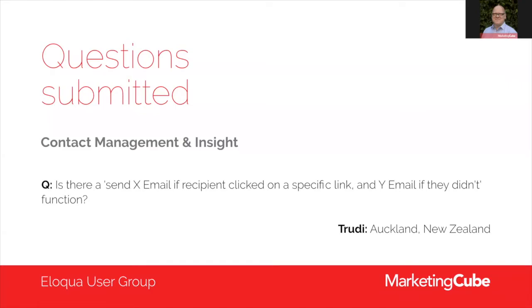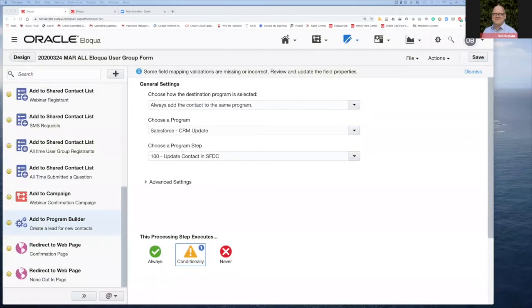Hi, Robert. So Trudy's asking, is there a way to send X email if recipient clicked on a specific link, and Y email if they didn't? Okay, let's translate that to a canvas.